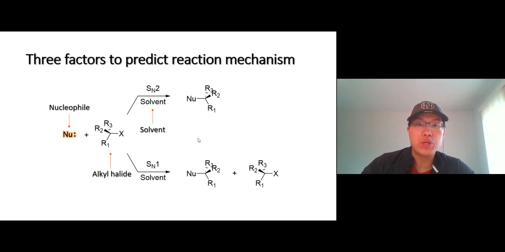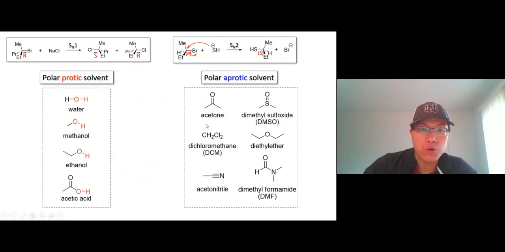Okay, last factor, we're going to look at the solvent. Solvent can facilitate SN1 and SN2 reactions if you use it appropriately. All right, just review real quick. So we have protic solvent. This type can form hydrogen bonds with itself, right? And can stabilize the whole thing, cation and anion.